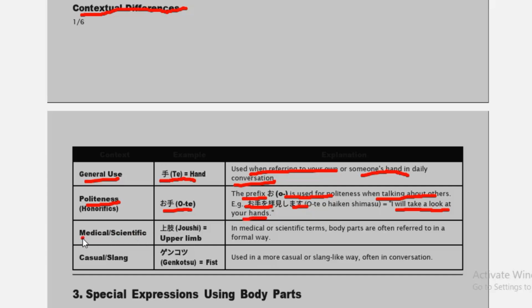For medical and scientific purposes, it is joshi, which means upper limb. In medical or scientific terms, body parts are often referred to in a formal way. And for casual use, it is genkotsu. Genkotsu is used in a more casual or slang way, often in conversation.